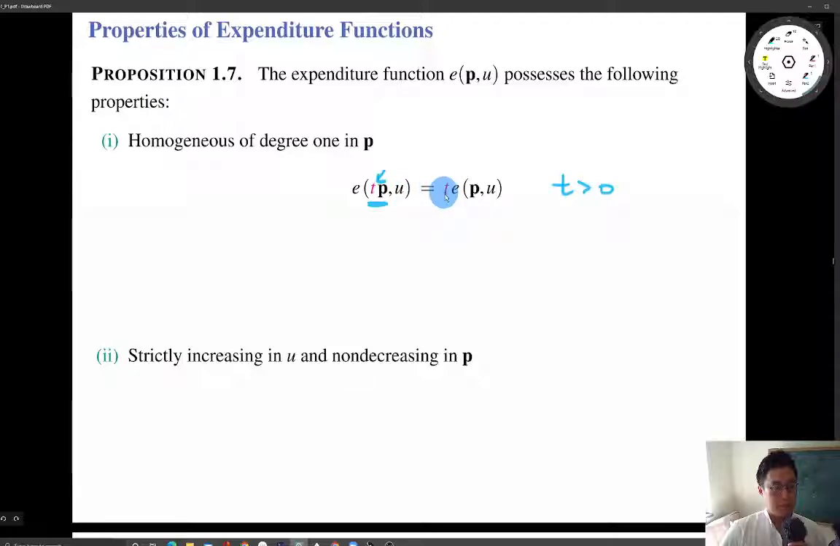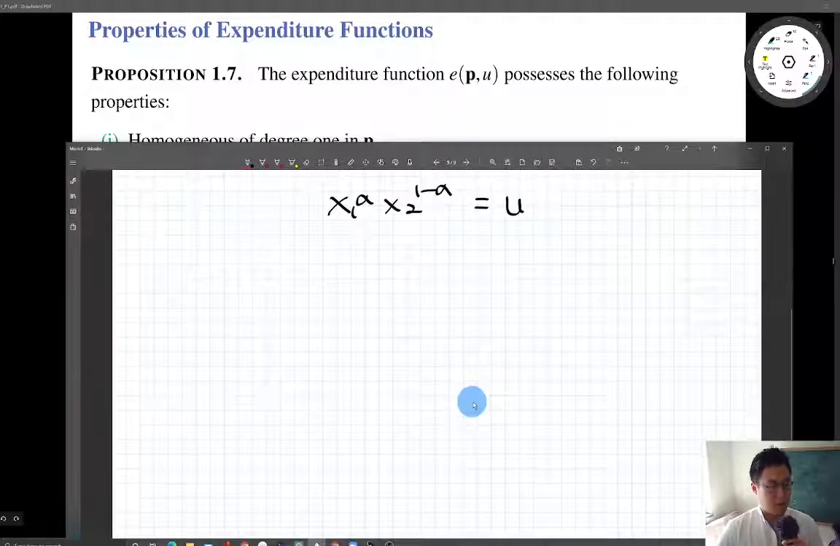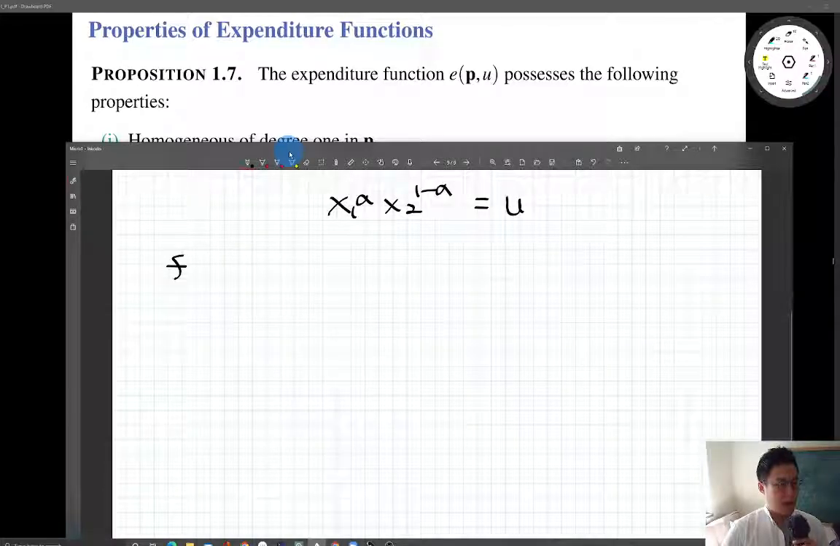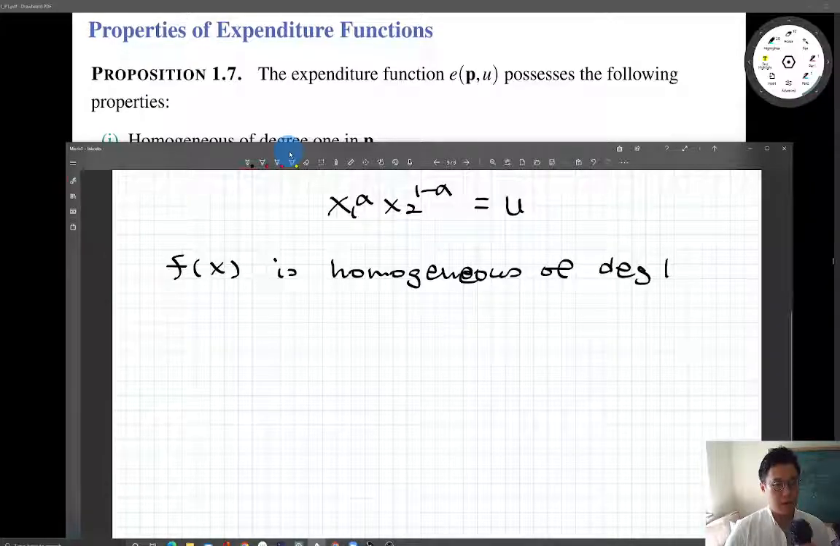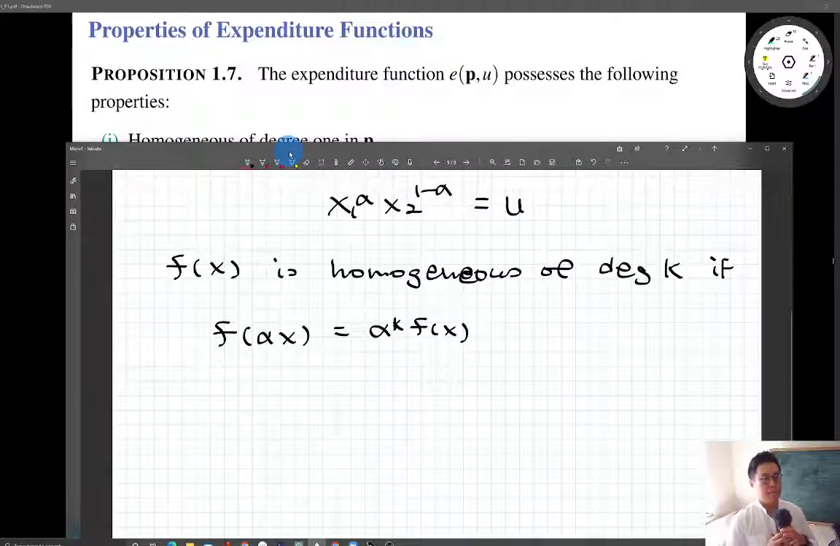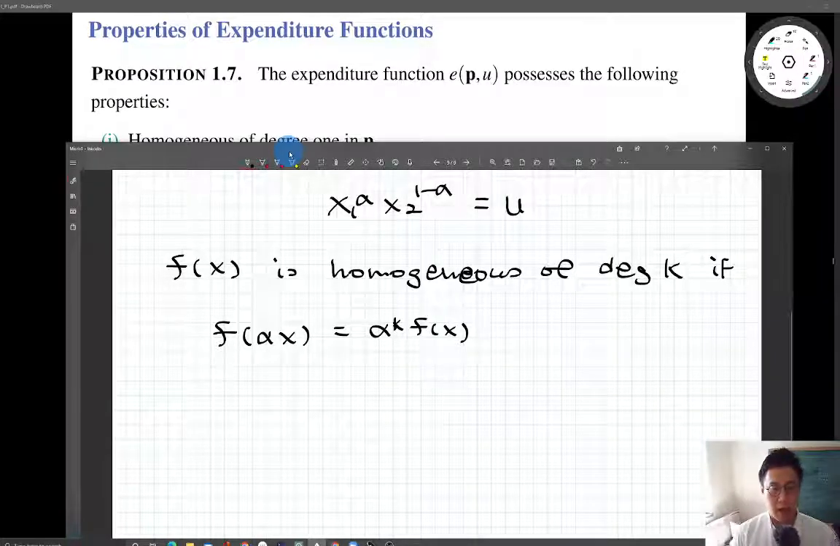So in general, I'm not sure if I talked about this, but we say a function f is homogeneous of degree k if we scale up x, the argument of this function f, by alpha, then it gives us alpha to the power k times f of x. All right? So that's the definition of homogeneity of degree k.